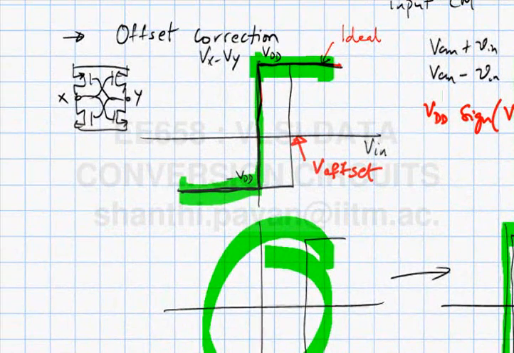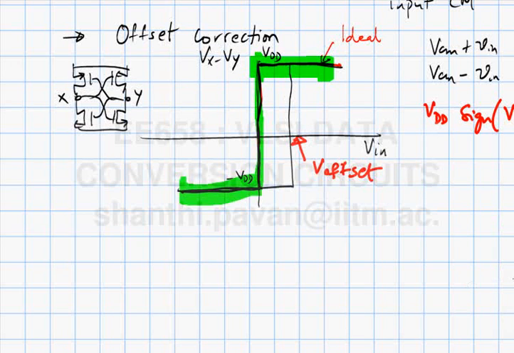So if I have to scale this characteristic, what should I do? What is it equivalent to in hardware terms? What does it mean to scale the input axis?